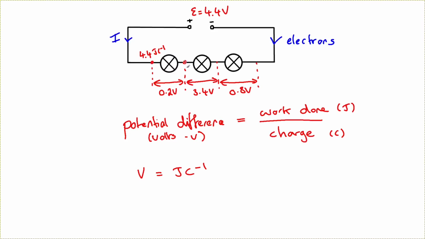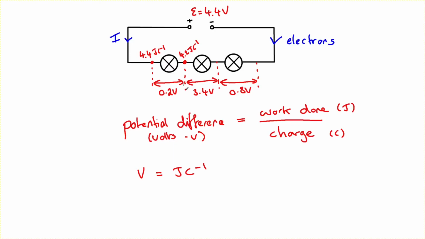But as it passes through this first filament lamp, it will lose some energy. Some of the electrical potential energy is going to be converted into thermal energy in that filament lamp. Now, if we've got 0.2 volts across there, that's the potential difference, the difference in electrical potential energy, across that first filament lamp, measured with the voltmeter. So at this point in the circuit, each coulomb of charge only has 4.2 joules per coulomb, because it's lost 0.2 joules in that first filament lamp. And that really is what we are measuring when we measure voltage with a voltmeter.